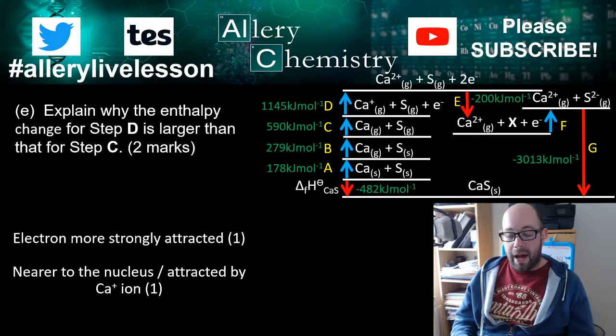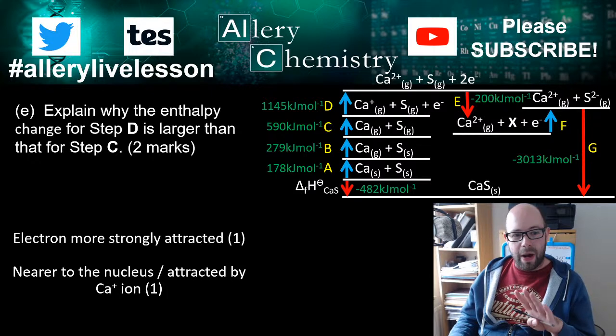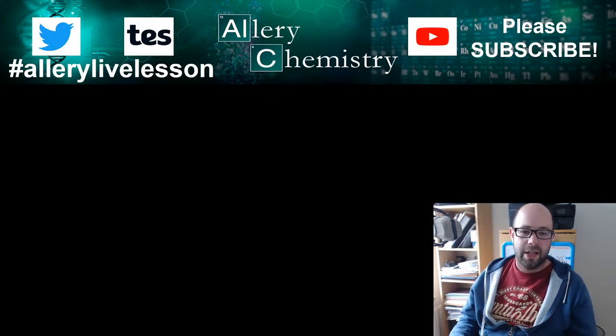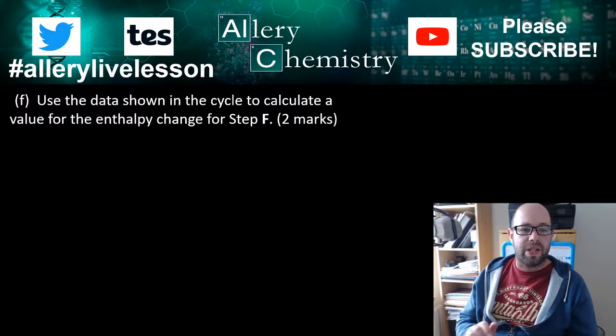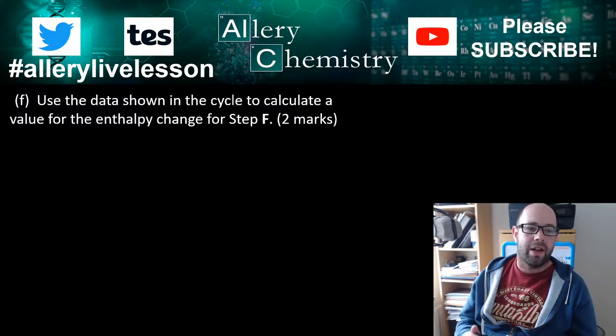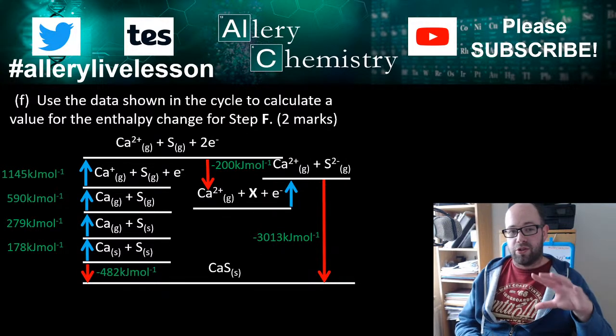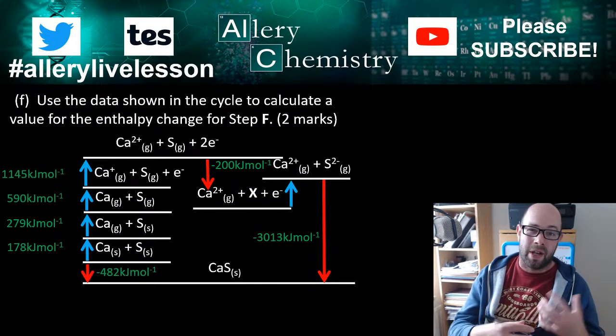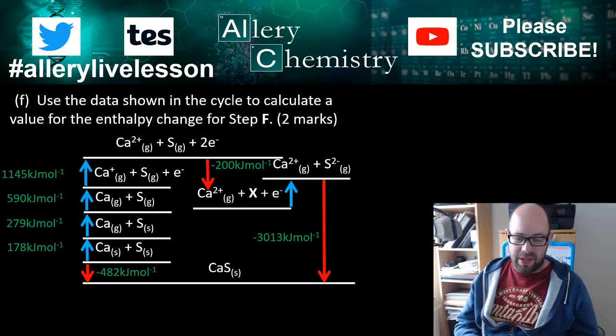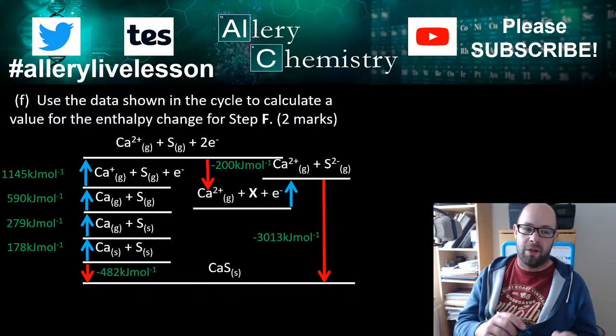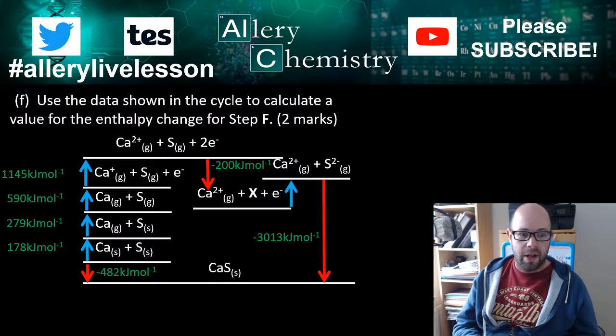And the last bit is where we're actually going to use the cycle. We're going to use the data shown in the cycle to calculate a value for the enthalpy change for step F. So we're going to have to work that bit out. In this question you don't have to draw the cycle, they've given you the cycle. And this is probably what they're more likely to do in the exam, they're more interested in you actually using the cycle rather than spending ages drawing it out. But be prepared that some exam boards do ask you to complete a cycle, for example. So that's the cycle there.